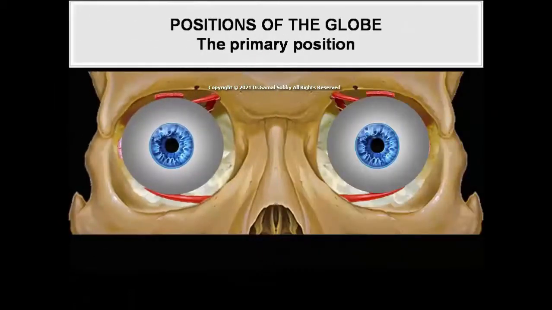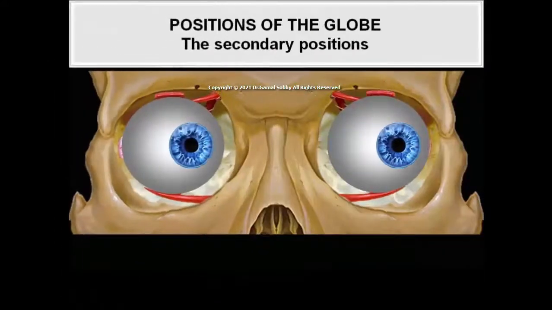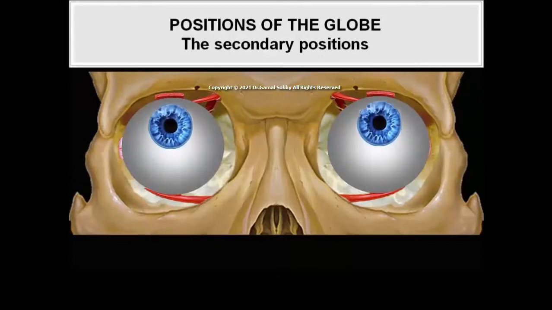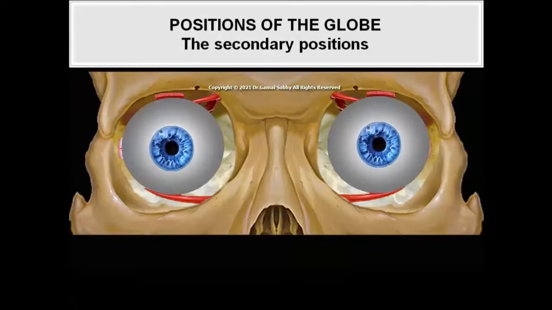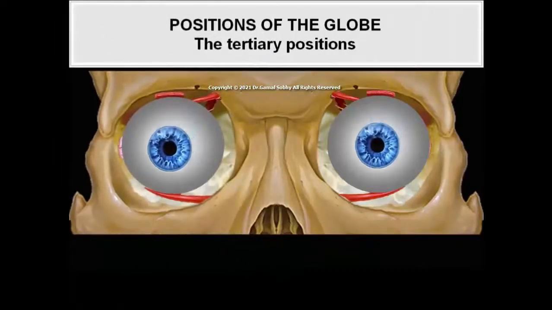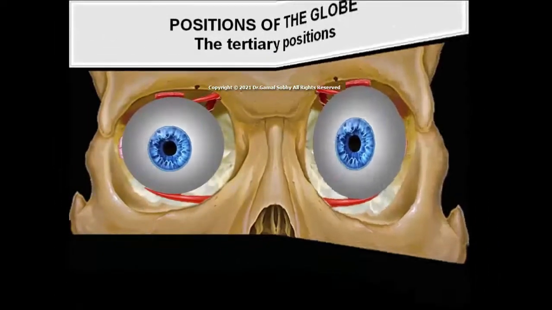The primary position is assumed by the eye when one is looking straight ahead with body and head erect. The adducted, abducted, elevated, or depressed positions of the globe are designated as secondary positions. The oblique positions of the eye are termed tertiary positions.